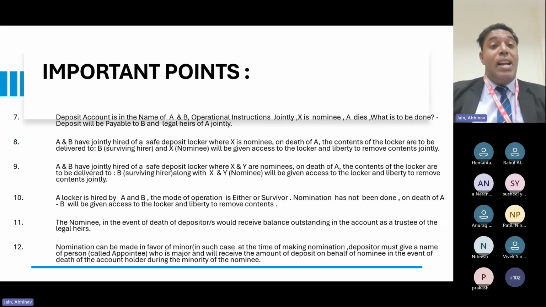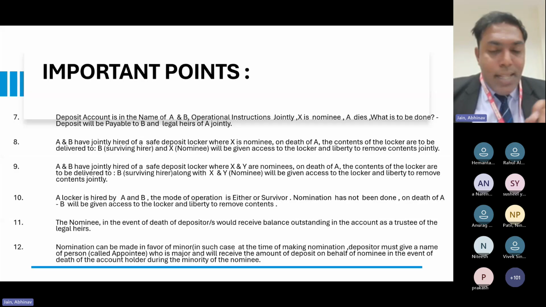Again, let's say A and B, as I told you, the maximum nomination in case of a locker can be 2 previously. Let's say A and B hire a locker and X and Y both are nominees, and A dies. Then the content would be delivered jointly to all three, B, X and Y. Now, a locker is hired by A and B with the mandate either survivor and no nomination is given. Then on the death of A, B can easily access the locker and has the liberty to remove the content.